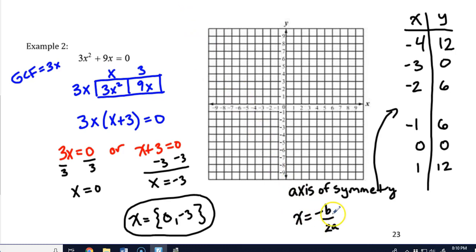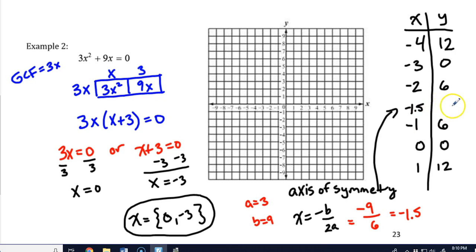I should say opposite b. That's how I'm saying it now. Opposite b over 2a. So a is 3, b is 9. So we've got opposite b over 2 times 3, 6. So when I divide -9 by 6, I get -1.5. Not shocking, right? We thought it would be negative 1.5, right in that in-between spot between negative 2 and negative 1.